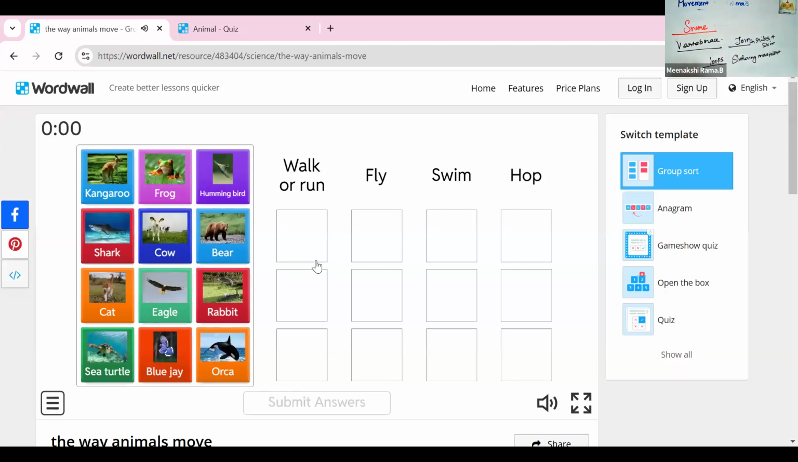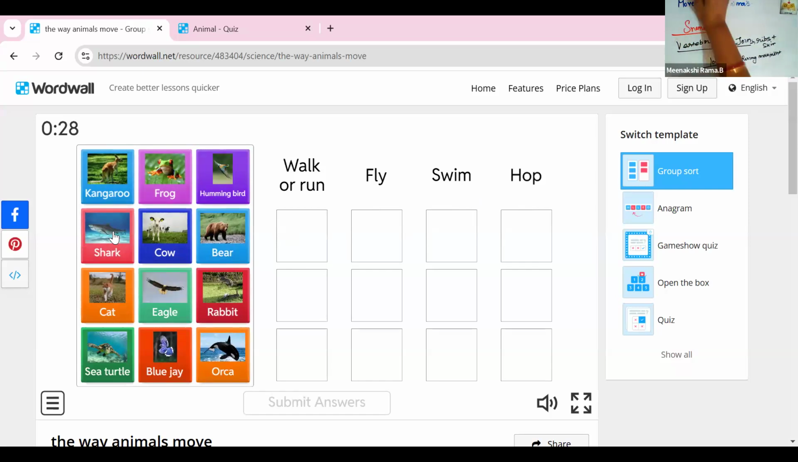Today's lesson title is Movement of Animals: walking, flying, swimming, and hopping. These are all the actions of movement in animals. There are different kinds of animal pictures here. We are going to match the right picture for each place. So what are the animals?